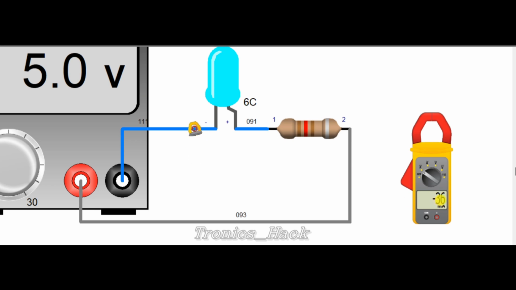And I got minus 36. Why minus? Because I put this one in the black side. I have to put this one in positive. I put it in minus. So if I put it in positive, you get positive 36. This is the current across all of these elements.